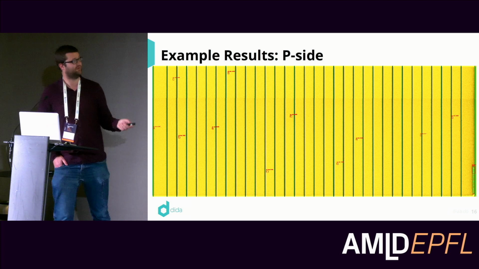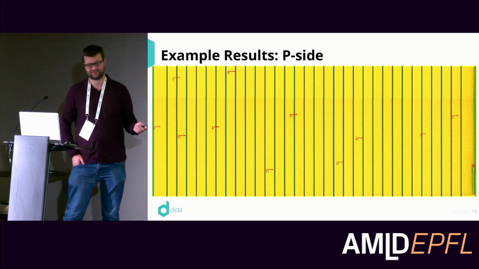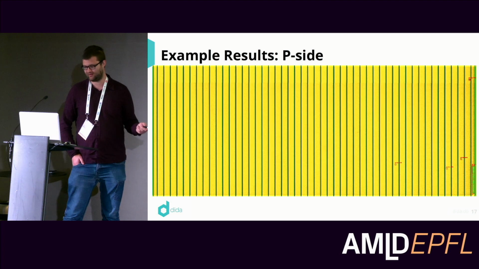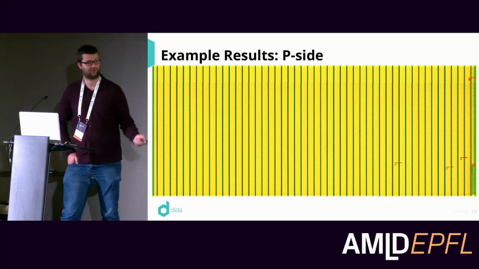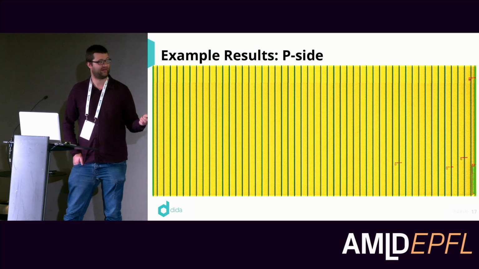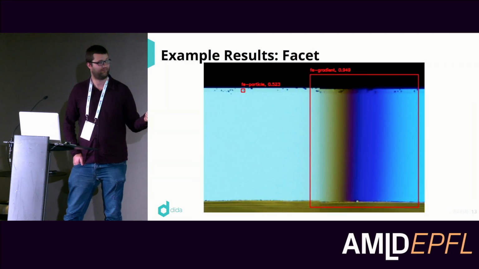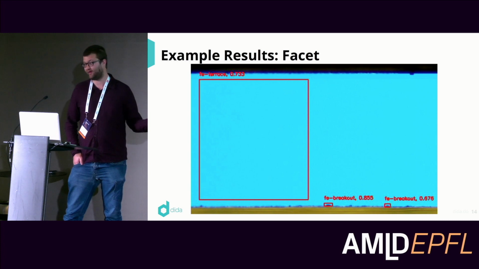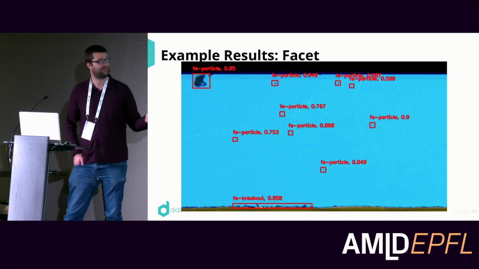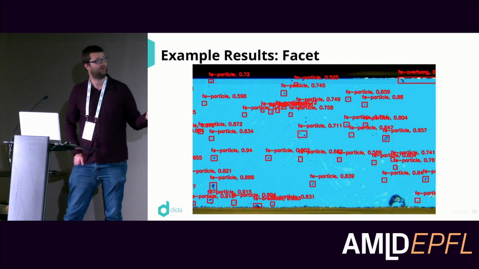So here are more different kinds of examples of these defects, and we can see them quite easily. The facets are quite well done now. At the level of metrics, we get an F1 of about 0.8 on the P side and about 0.6 on the facet, and that's probably mostly because of these crowded areas where we miss a few.